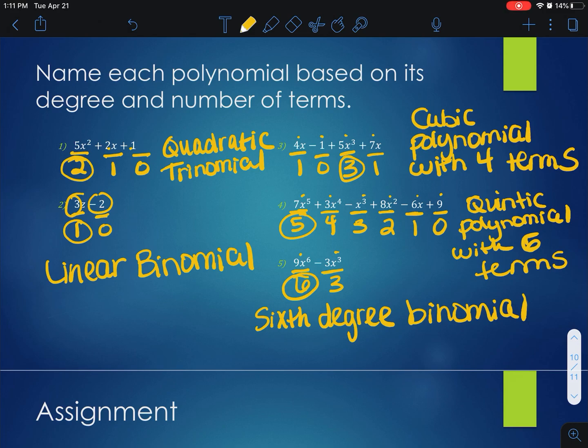So remember, first thing, find the degree of each term, so you know which one is the biggest, because that's going to be your first name. Then count how many terms. That's your second name, so think of it as your first name and your last name. Each one has to have a first name and last name.